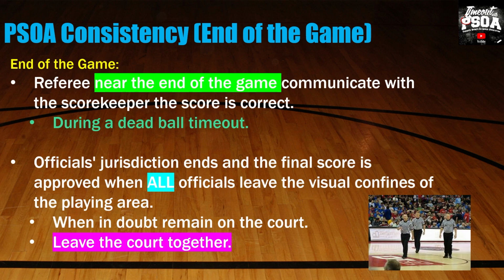Officials' jurisdiction ends, and the final score is approved when all officials leave the visual confines of the playing area. So when in doubt, if there's some confusion, whether it's table, coaches, players, or fellow officials, remain on the court, clear the confusion, give the information, then leave the court together. Because once you leave the visual confines of the court, at that moment, that score is final and that game is over.